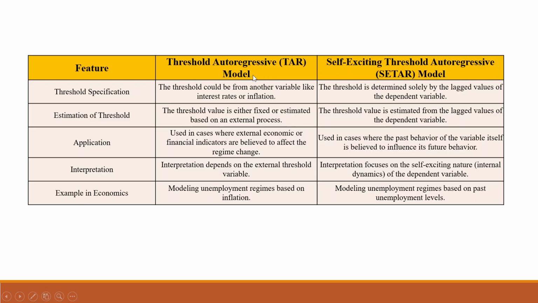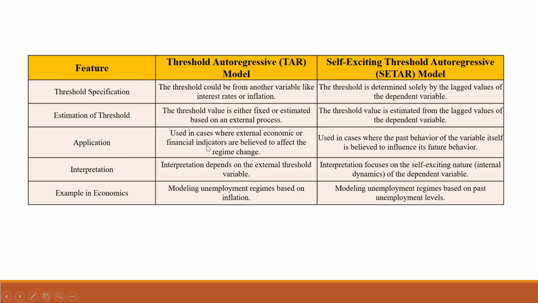Threshold autoregressive model versus self-exciting threshold autoregressive model, their difference. Specification: in TAR, the threshold could be from another variable like interest rates or inflation. In SETAR, the threshold is determined solely by the lagged value of the dependent variable. Estimation of the threshold. In TAR, the threshold value is either fixed or estimated based on an external process. In SETAR, the threshold value is estimated from the lagged values of the dependent variable.